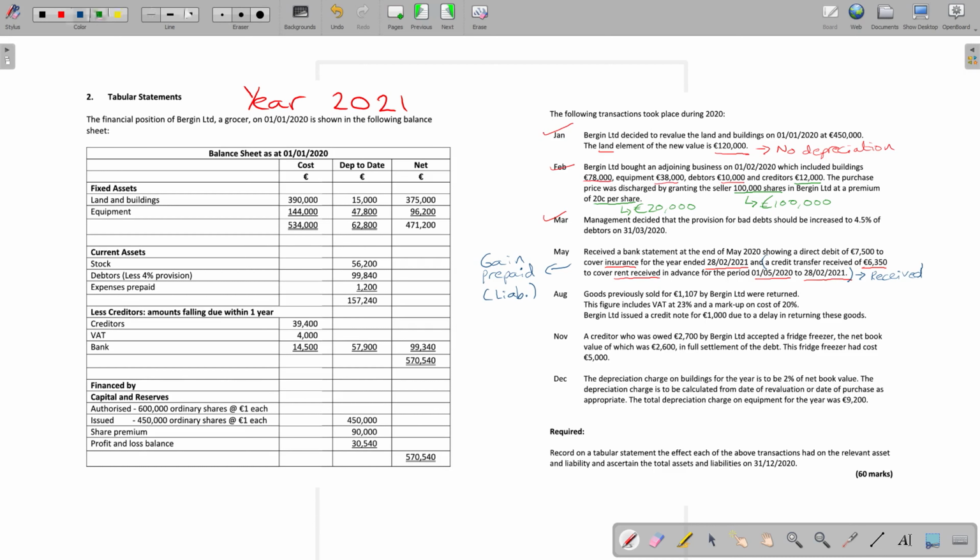Now, if we look at, let's say, the opposite, this one here, the second part, insurance. In terms of insurance, we showed a direct debit, so we paid 7,500 to cover insurance for the year ended the 28th of the 2nd, 2021. So this is a payment or an expense prepaid. So they're both prepaid.